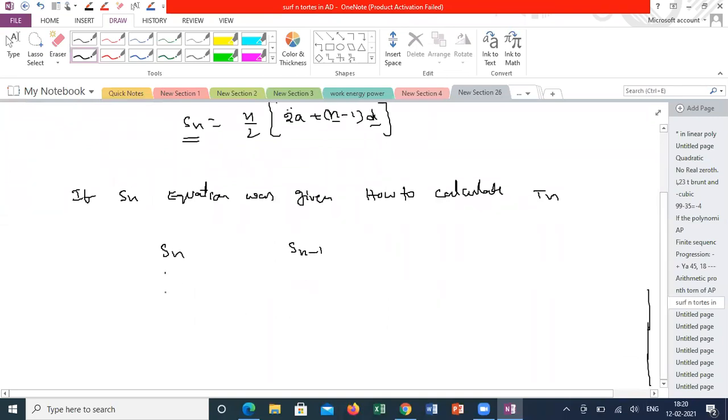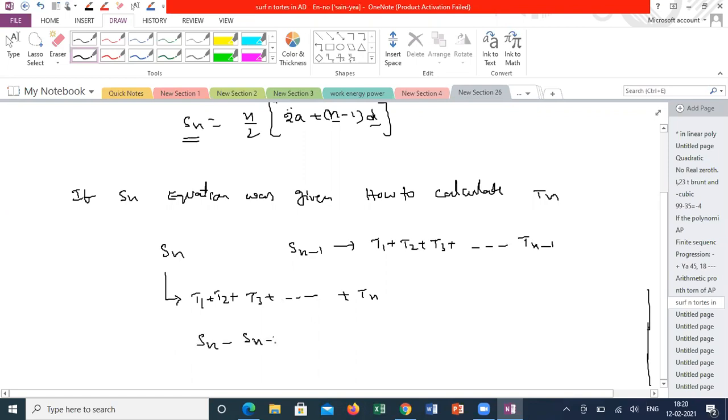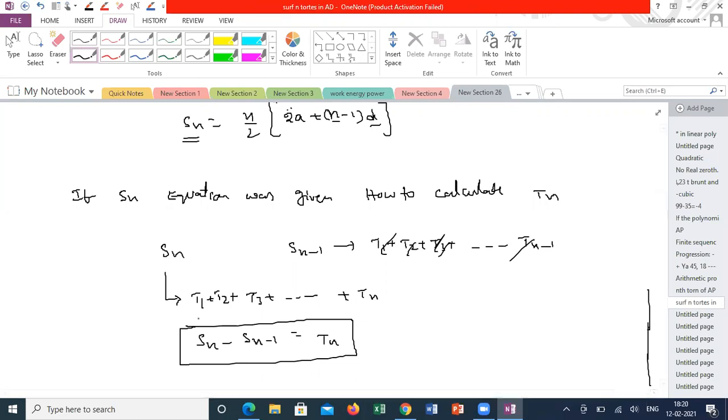Sn means first term plus second term plus third term and so on, n terms, correct? Sn minus 1 means first term, second term, third term and so on, n minus 1 terms. If I subtract Sn minus 1 from Sn, everything will cancel and I will get only Tn. So if they give the sum of the n terms equation, we can calculate the general term by using this expression. It will be useful in some numericals.